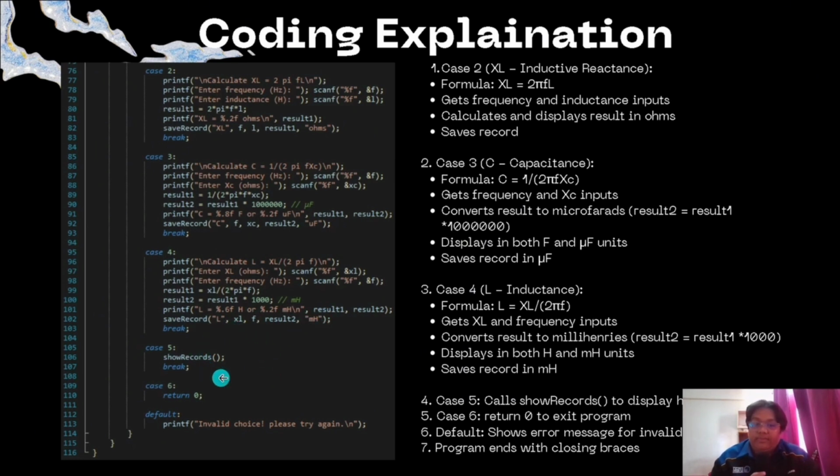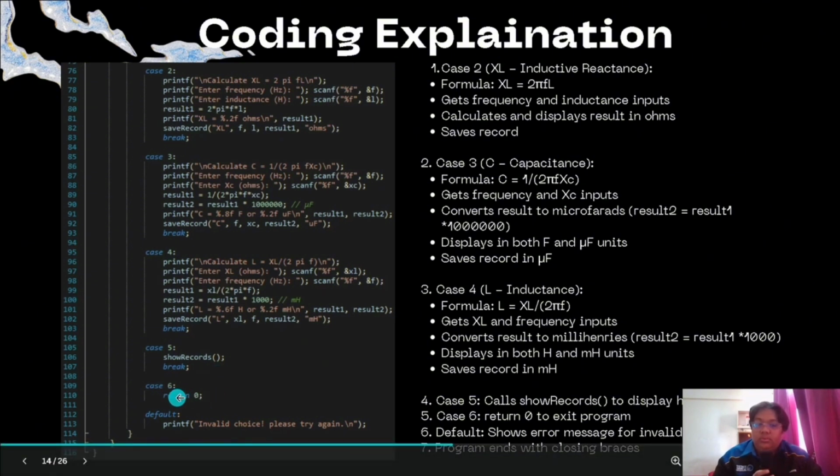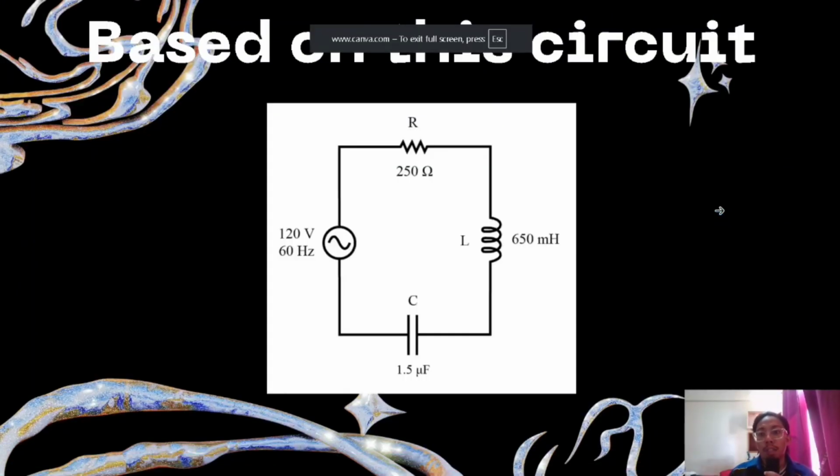Case 5 calls show record to display history, and case 6 returns to exit the program. Default shows an error message for invalid input, and after that the program ends with the closing bracket. So from our project, we have tested using this circuit.